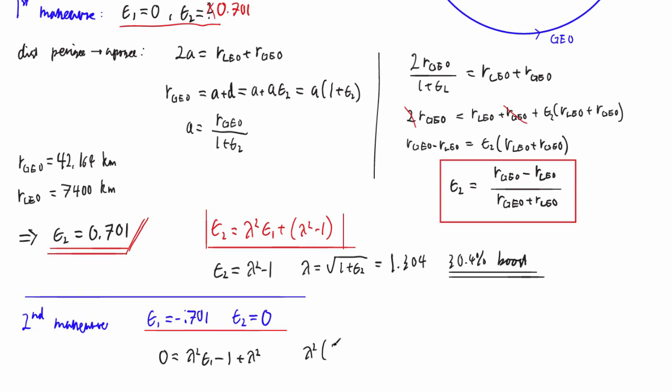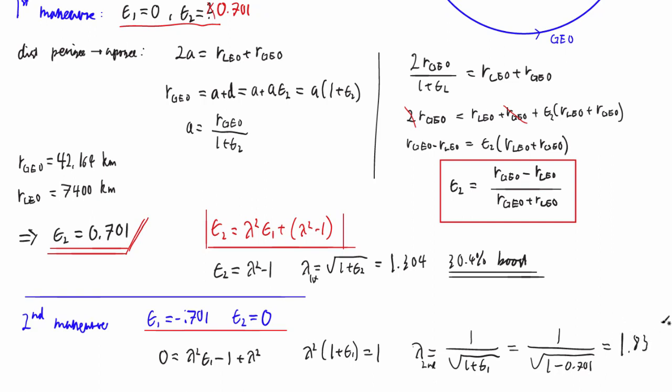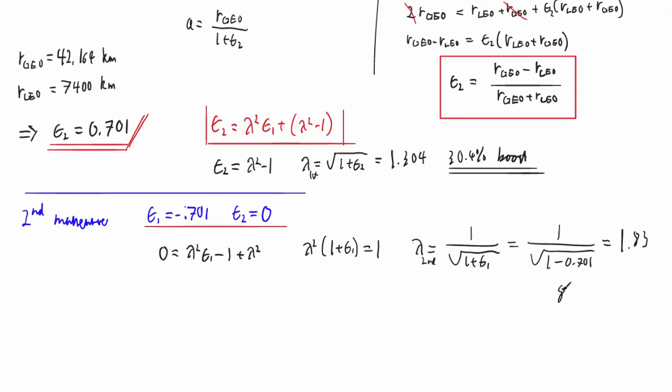So lambda squared times 1 plus epsilon equals 1, and therefore lambda in this case, so this is lambda for the second maneuver, is 1 divided by the square root of 1 plus epsilon 1, which remember now is negative. So this becomes the square root of 1 minus 0.701, and if you calculate that out, you get 1.83, or in other words, an 83% boost.